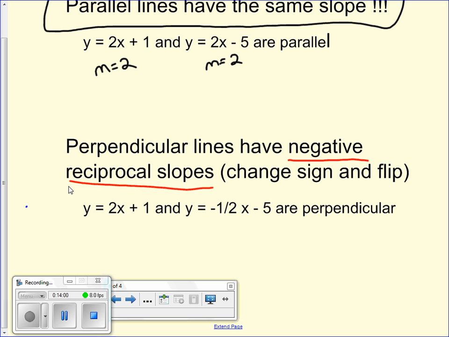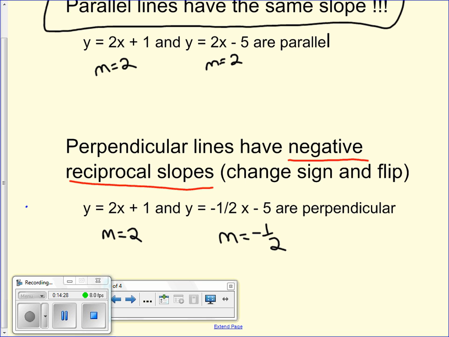So here's my example. y equals 2x plus 1. What's the slope? Positive 2. Now I come over to this one: y equals negative 1/2 x minus 5. What's the slope? Negative 1/2. Watch your signs. I'm just writing down the two lines and the slopes of each, and then we're going to check to see if they're negative reciprocals.